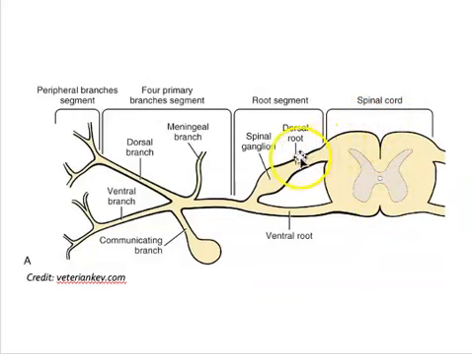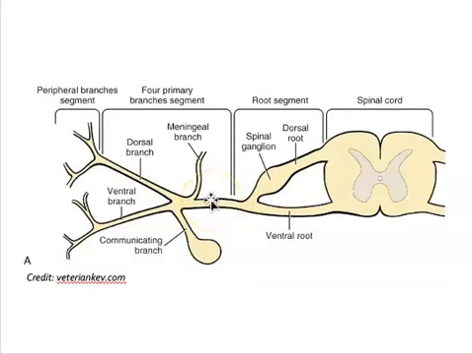Here's the dorsal root with the dorsal ganglion. Here's the ventral root. The edge, if you will, of the vertebra that's in this area is going to end right here. And this combined spinal nerve is going to exit through the intervertebral foramen.